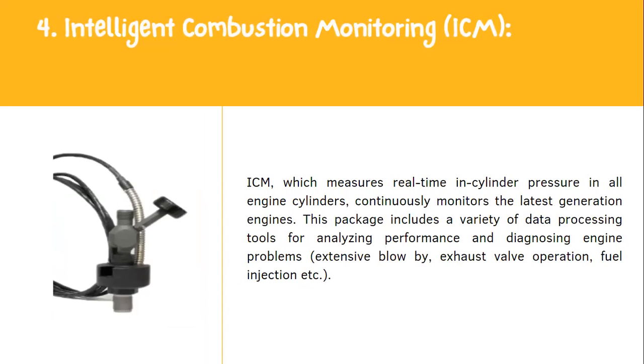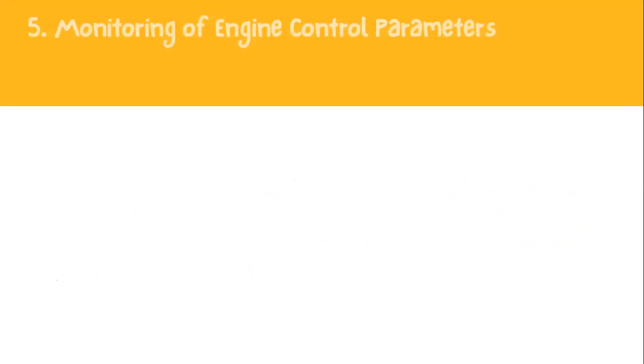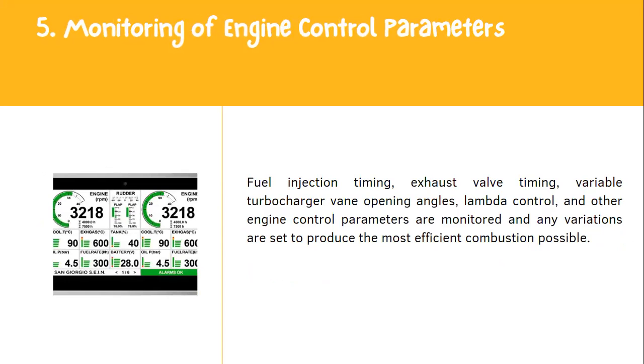Four, intelligent combustion monitoring. ICM, which measures real-time cylinder pressure in all engine cylinders, continuously monitors the latest generation engines. This package includes a variety of data processing tools for analyzing performance and diagnosing engine problems, such as excessive blow-by, exhaust valve operation, fuel injection, etc. Five, monitoring of engine control parameters. Fuel injection timing, exhaust valve timing, variable turbocharger vane opening angles, lambda control, and other engine control parameters are monitored and any variations are set to produce the most efficient combustion possible.